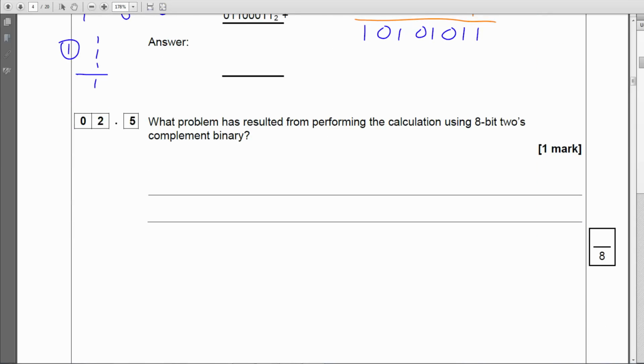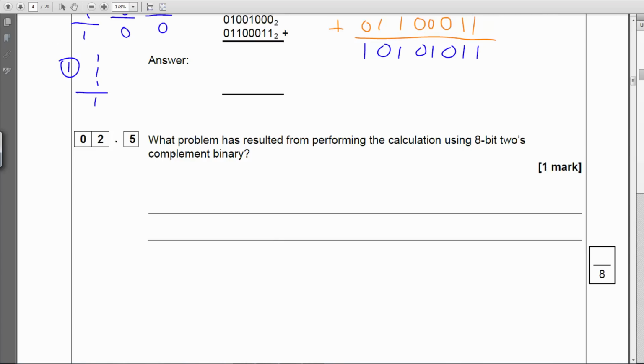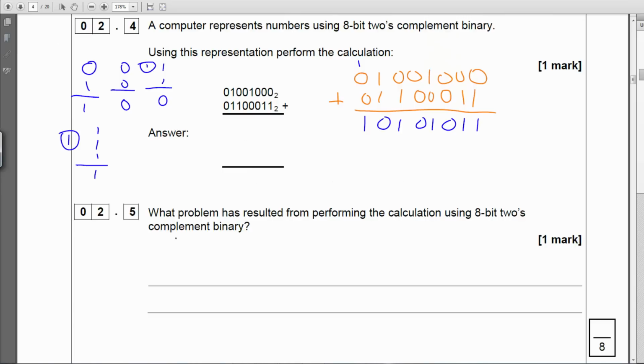It's going to be asking us, what problem has occurred from performing the calculation using 8-bit 2's complement binary. The answer is relatively short, it's only worth 1 mark. Basically the two numbers are too large to be stored in 8 bits 2's complement binary because it's overflowed into the sign bit. So now we've got 2 positive numbers and it's become a negative number. Let me just write this up.